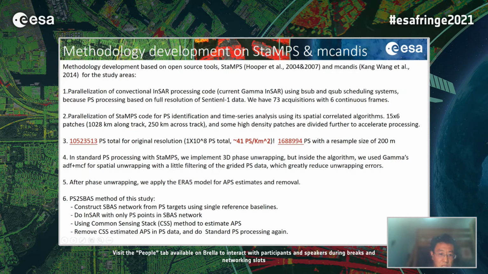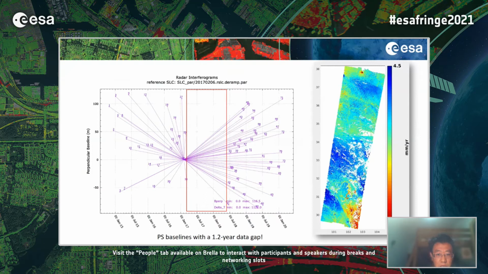The sparse network uses only those PS points to do the interferometry, and we form the interferograms so that we can use phase closure to detect phase unwrapping errors. But most importantly, we can use the common scene stacking method developed by Fialko's group at UCSD, which can be used to estimate APS. Then we use the APS estimate for each acquisition and remove it from the PS network. Then we do the rest of the standard PS processing. We can greatly reduce the atmosphere signals.